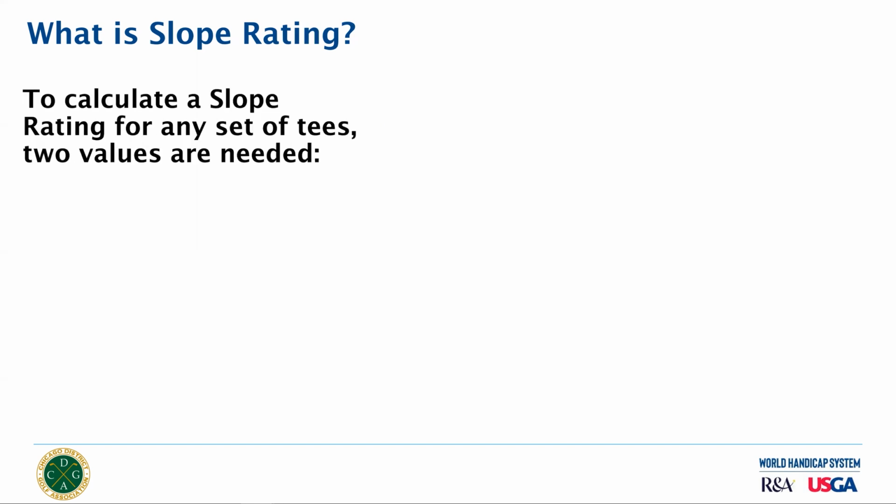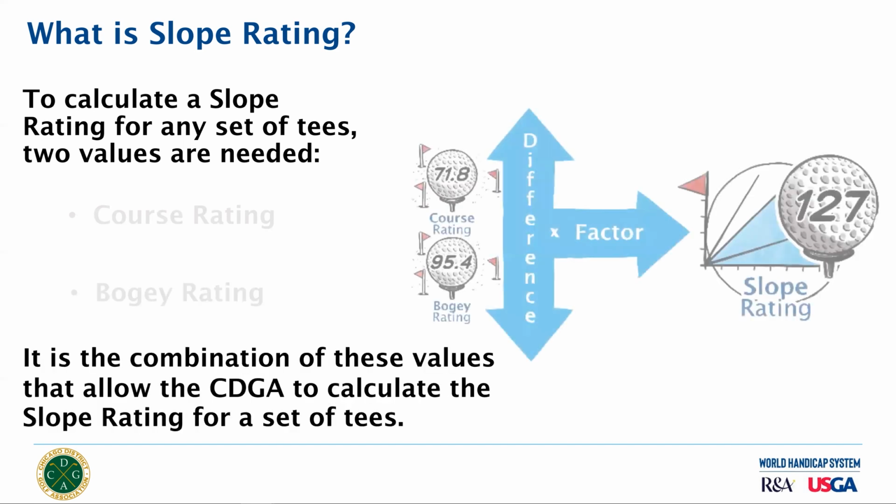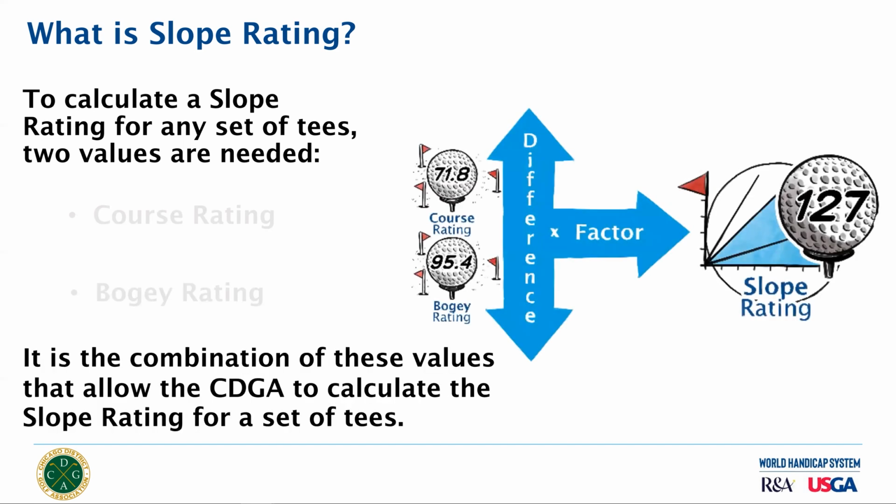The slope rating can be calculated for any set of tees, and the two values that are needed are the course rating and the bogey rating. It's a combination of those values that allow the CDGA to calculate the slope rating for a set of tees.